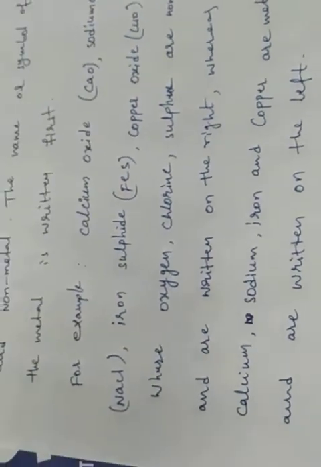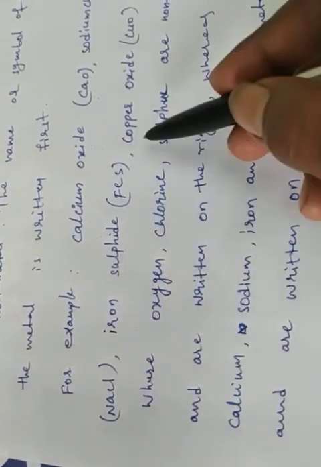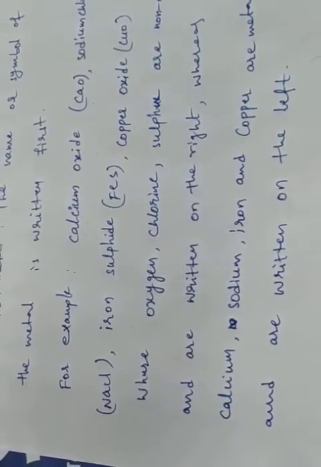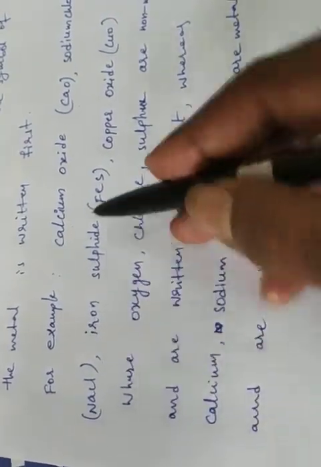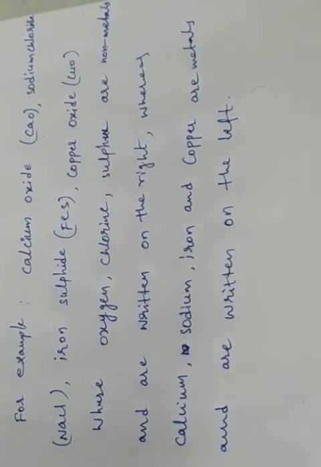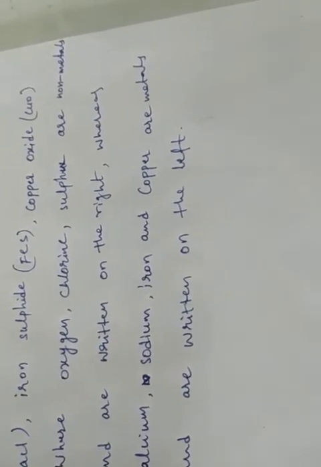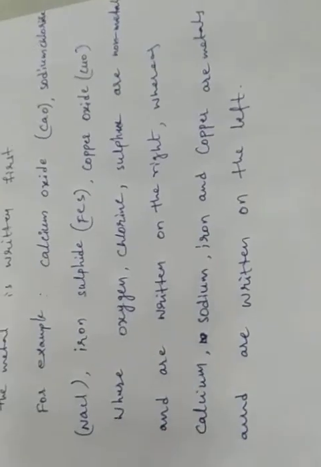Okay, here chlorine, sulfur, oxygen, these are the non-metals, we write on the right side, and metals like sodium, iron, calcium, we write on the left side. Okay, non-metals we have to write on the right side, and metals we have to write on the left side. This is another rule.